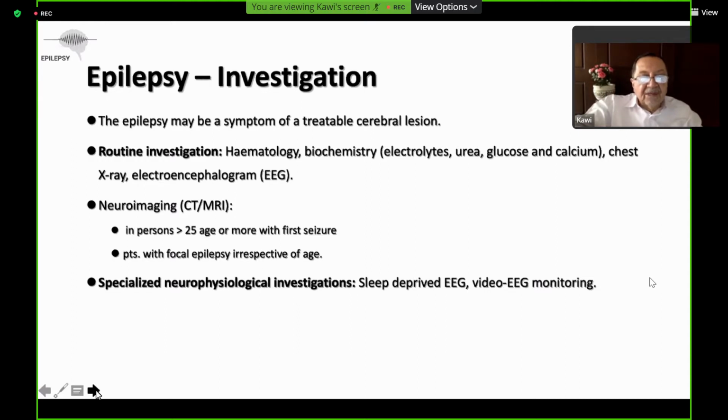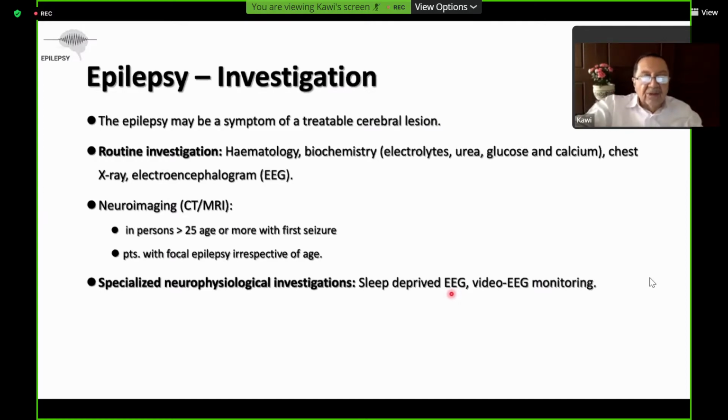Sometimes if the first EEG does not show us a focus, and we are suspecting that this is a focal seizure, we do what we call a sleep-deprived EEG. Sleep deprivation is an activation method that we use to bring out abnormalities in the electroencephalogram that are otherwise not seen. The electroencephalogram that we do usually outside the seizure is what we call an interictal electroencephalogram.